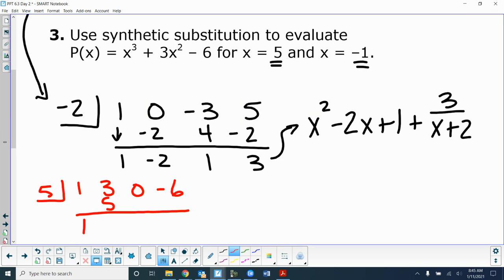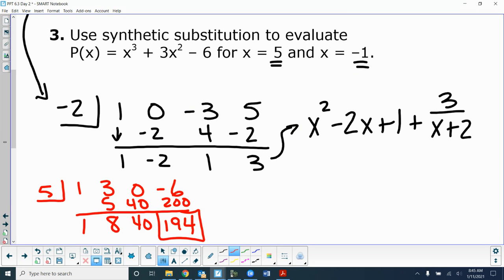5 times 1 is 5, 8. 5 times 8 is 40, 40. 5 times 40 is 200, 194. That's the answer. That's all you do. That quick and easy.